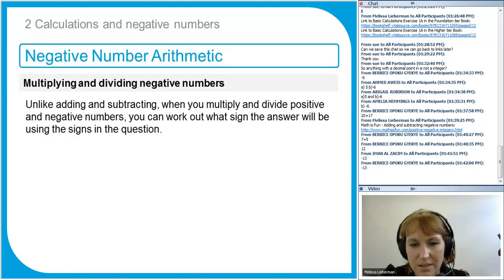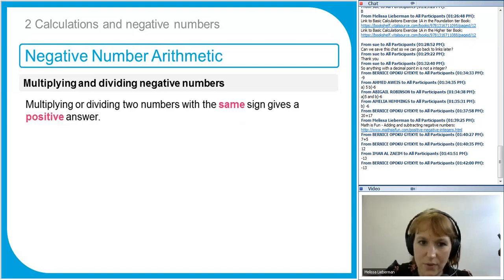However, with multiplying and dividing, it's a little bit more straightforward. There's two steps. First of all, decide what sign the answer is going to be, if it's going to be positive or negative, and then just multiply the numbers or divide the numbers. So it works a little bit differently. So let's look at a few examples.